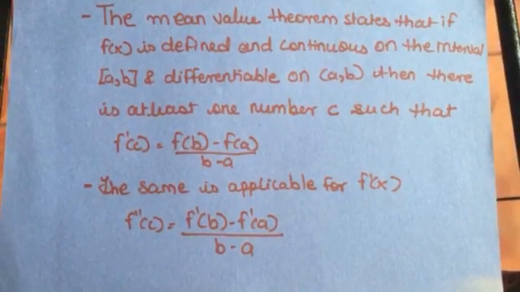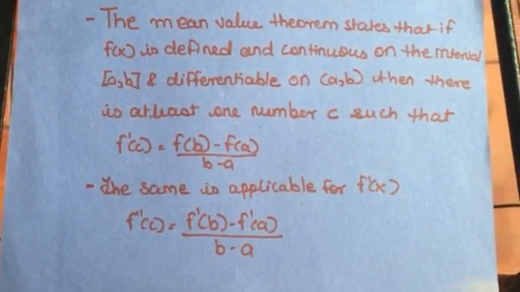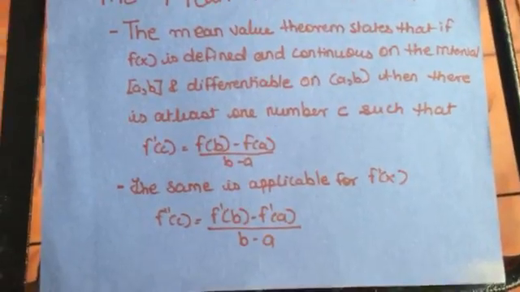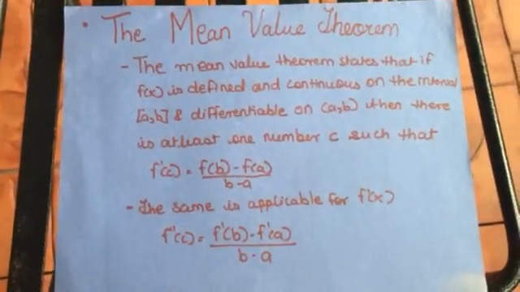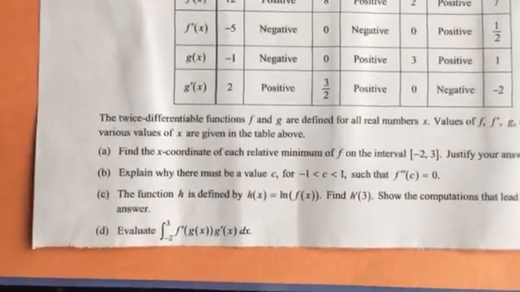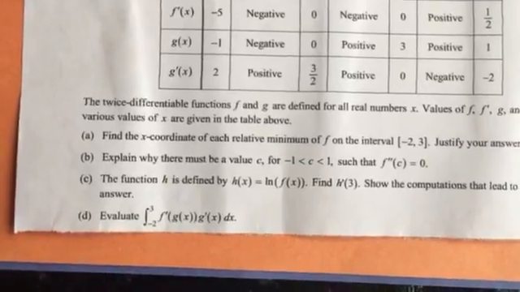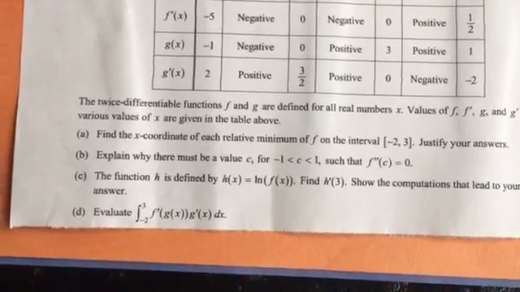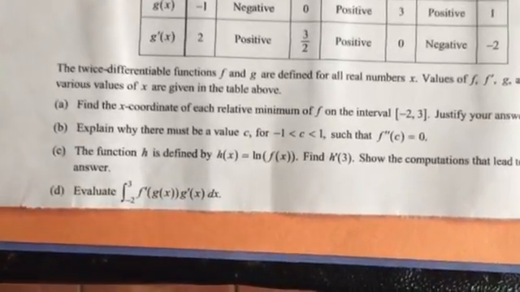And the same thing is applicable for the derivative of the function. So f double prime of c would equal f prime of b minus f prime of a all over b minus a. And we're going to go back to the question, because part B asks, explain why there must be a value c for -1 to 1 such that f double prime of c equals 0.